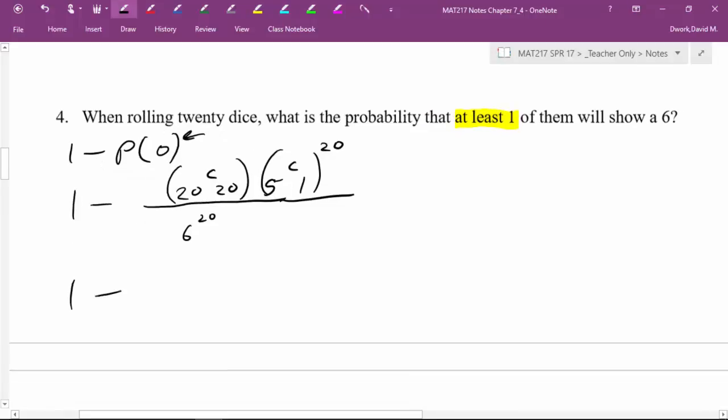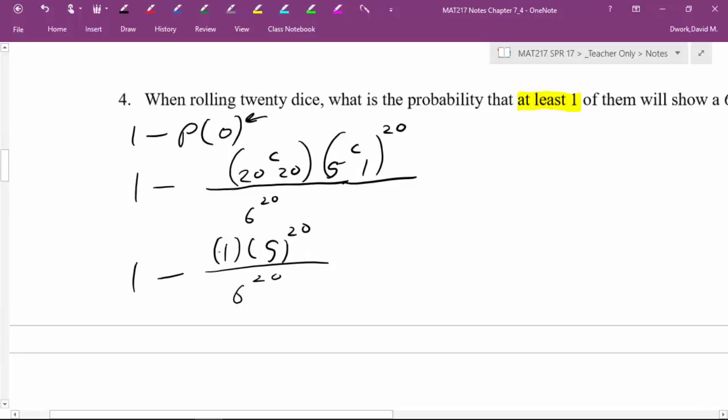And again, if you want to work it out, you absolutely can. 20 choose 20, that's 1. Or 20 combinations 20. 5 combinations 1 is 5, raised to the 20th, divided by, I don't know 6 to the 20th off the top of my head. Yeah, don't have that. But there you go. So that would be an even simpler version of the problem.